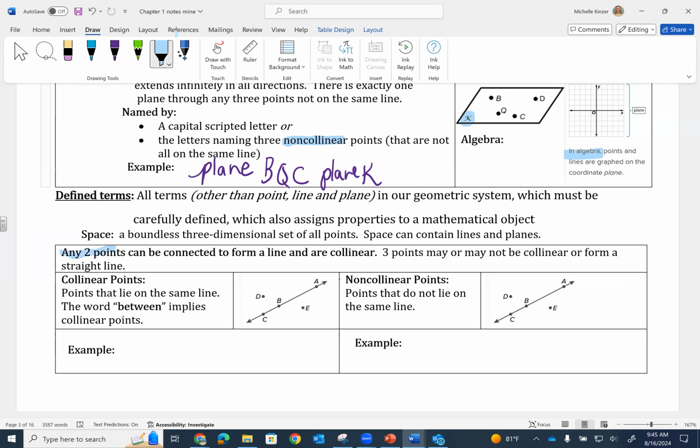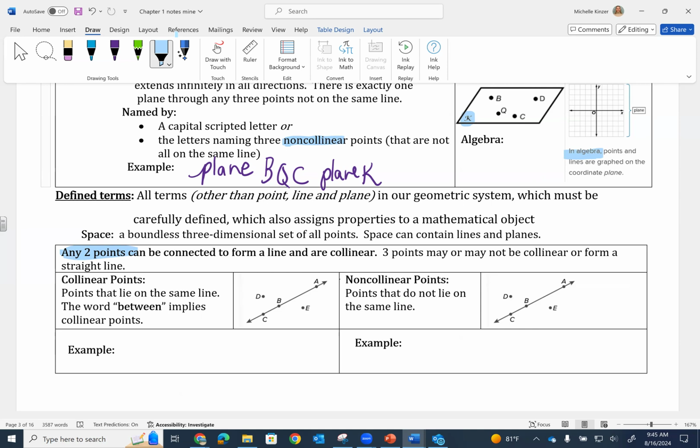Okay, any 2 points are going to be collinear. Any 2 points are a potential line. So any 2 points that you pick in the whole world can be connected. You can go anywhere you want in the world. You just have to go from point A to point B. That will be a line.